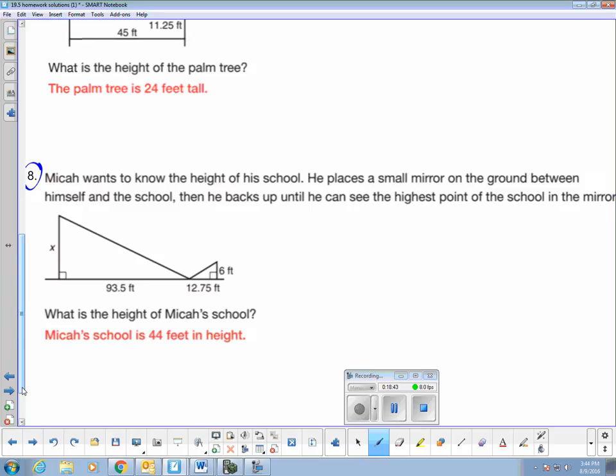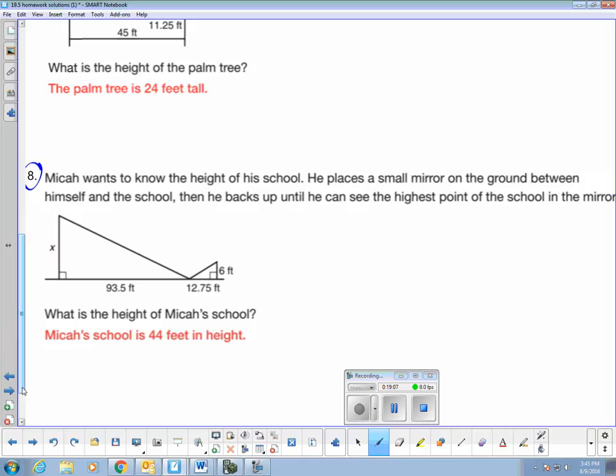Number 8, Michael wants to know the height of his school, and he places a small mirror on the ground between himself and the school. Then he backs up until he can see the highest point of the school in the mirror. So what you'll notice here is that we have 2 triangles that are similar to each other.